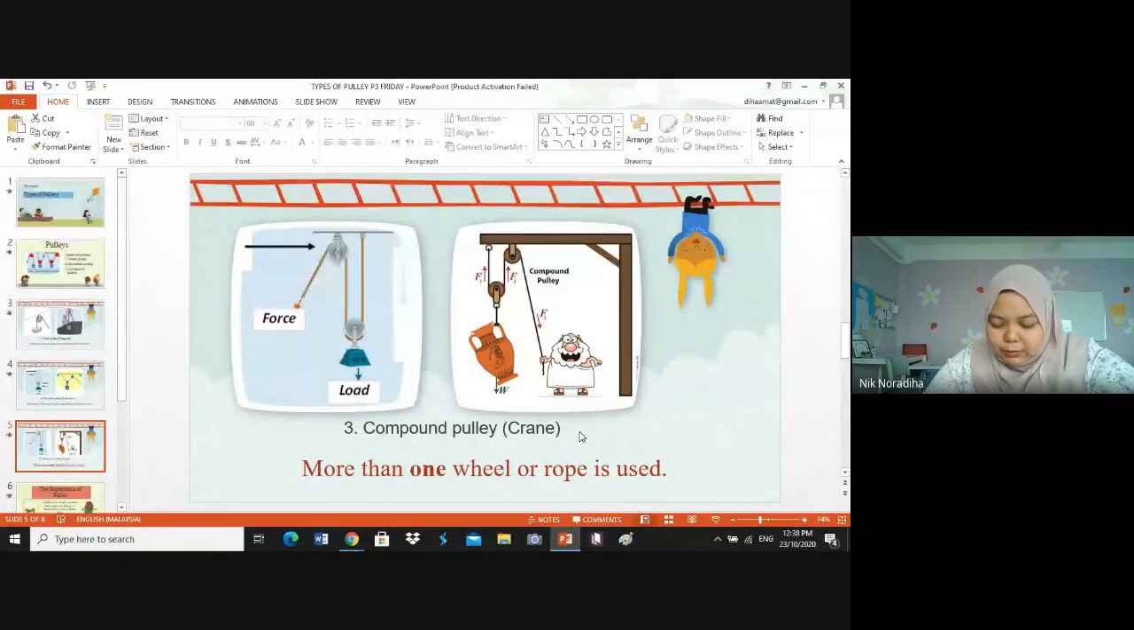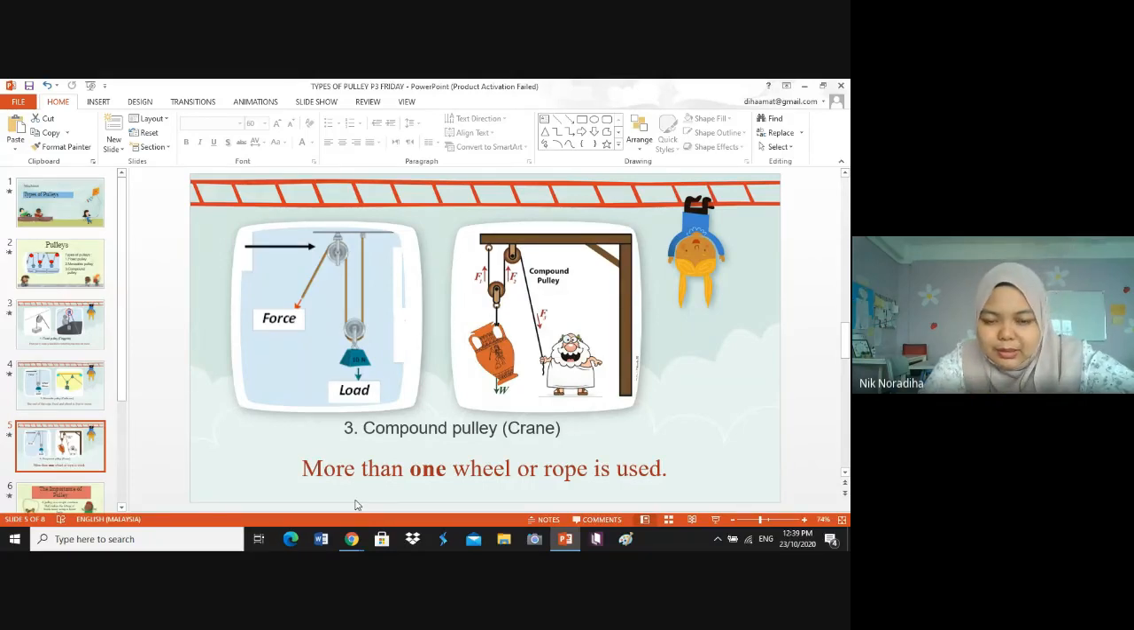Compound means more than one. When we use more than one, it is compound. So a compound pulley means more than one pulley. I hope after this, if you see the picture of two pulleys, at least you will remember my voice saying this to you. If we are using more than one pulley, it means it is a compound pulley.